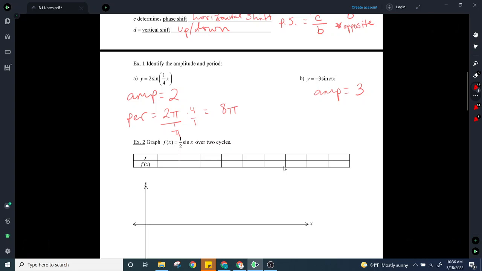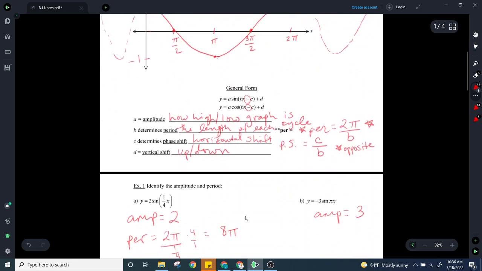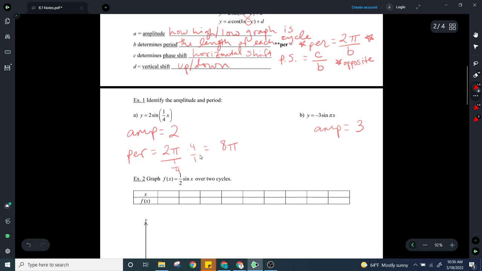So in this example, the period is lengthened. The graph is stretched out where it's going to repeat every 8 pi radians instead of just the usual 2 pi with the basic graph. So in this case, we have a longer period of 8 pi.